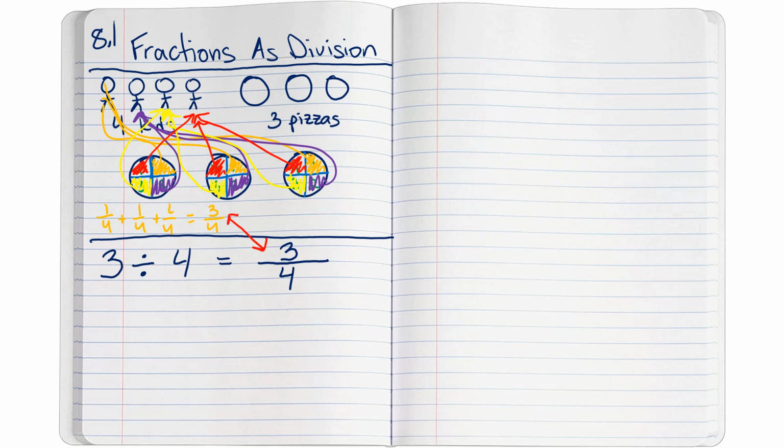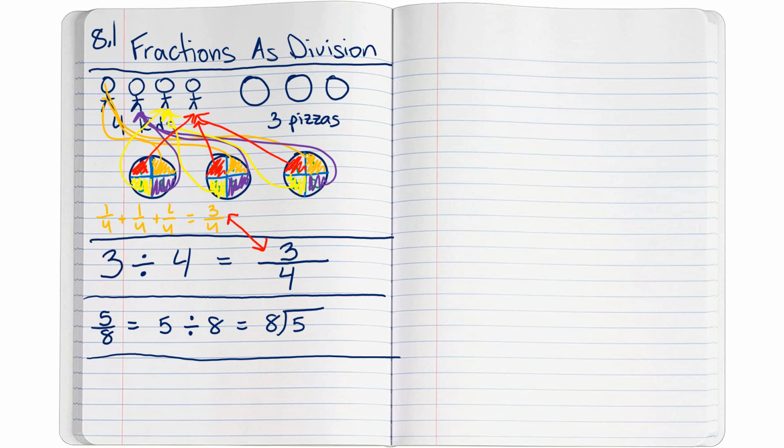I can take 3 pizzas and divide it by 4. The reason this works is because a fraction is really just showing division. So if I had a fraction like 5/8, what I really mean is 5 divided by 8. And I could even write it like 5 ÷ 8. Each of these 3 representations means the same thing.